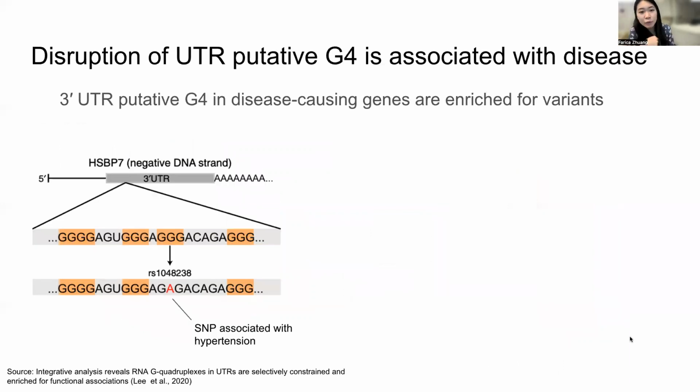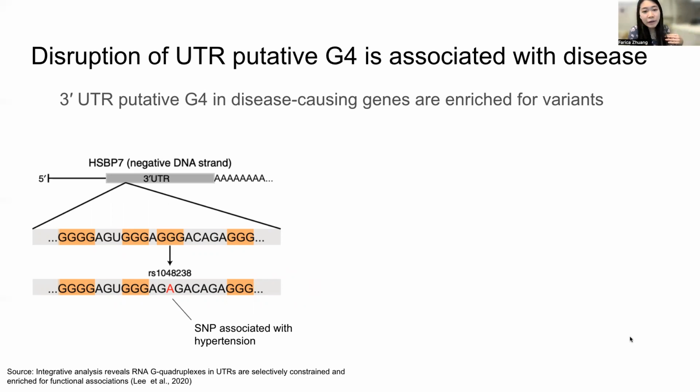And to understand the regulatory effects of RG4s, a previous work from our lab looked into variants in UTR RG4s. We found that these variants are under negative selection and are associated with disease. And as a case study, we found that disrupting a canonical 3' UTR G4 in the gene HSPB7 is associated with allele-specific expression in GTEx. This gene is highly expressed in the heart and skeletal muscle, and the SNP that disrupts the canonical G4 sequence has been associated with hypertension in a GWAS study.